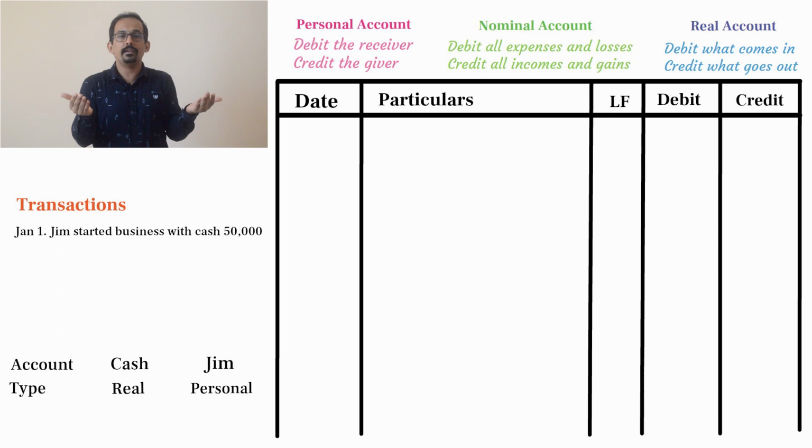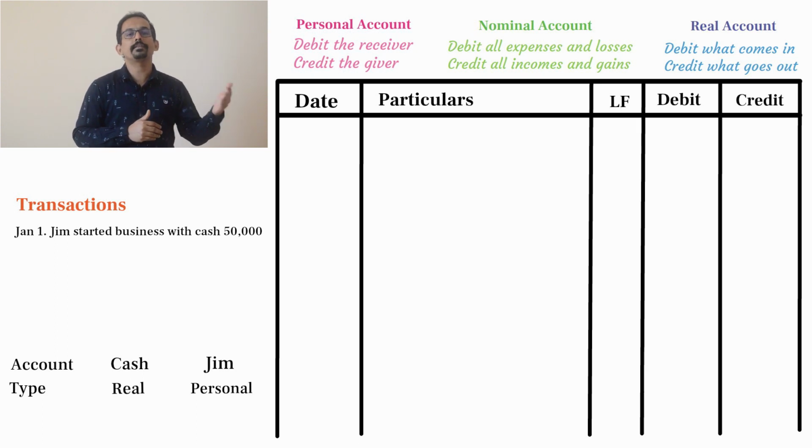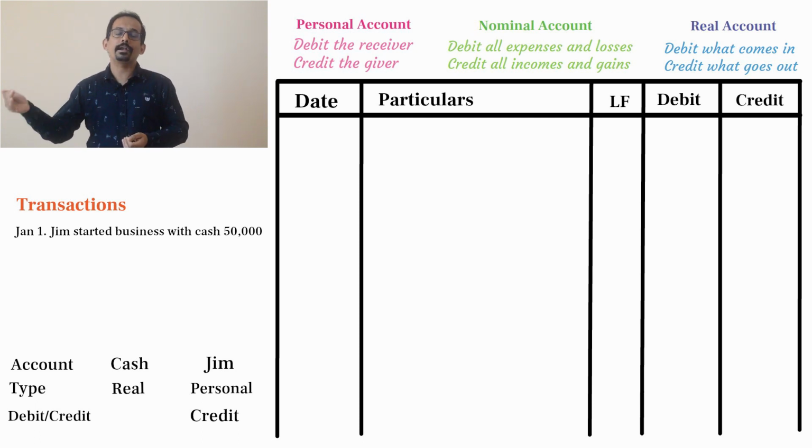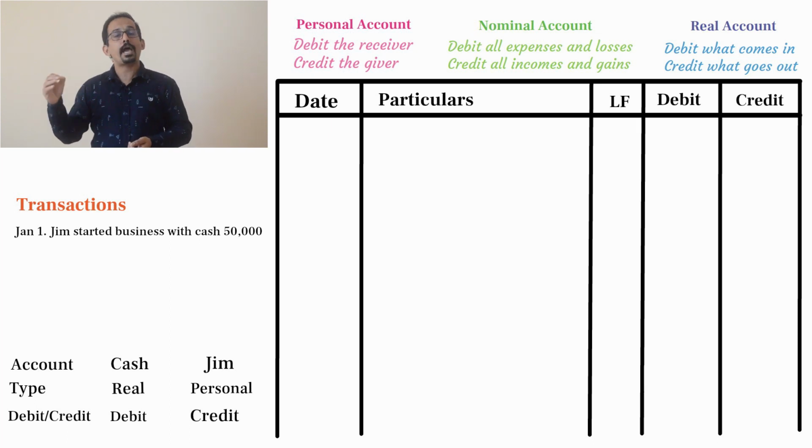So in the second step, we have identified the type of accounts. Now we have to apply the rule applicable to each account. Personal account, debit the receiver and credit the giver. So Jim is the giver in this transaction, so Jim's account has to be credited, and real account, debit what comes in, credit what goes out. Here cash comes in, so cash has to be debited. So our entry is cash account debit to Jim's capital account. Since Jim is the owner of the company and he is introducing capital into the business, his account is named Jim's capital. So now let's see how this is entered in the journal.